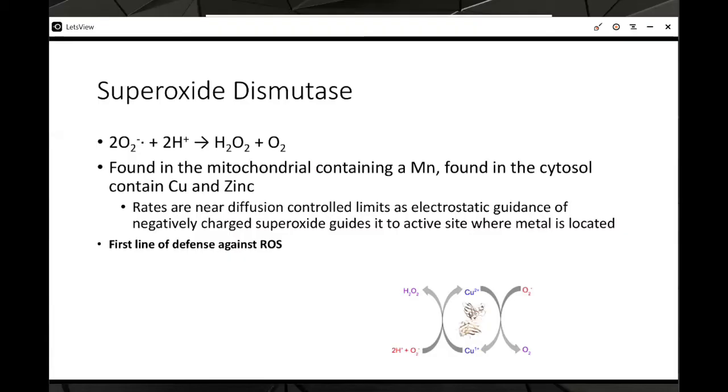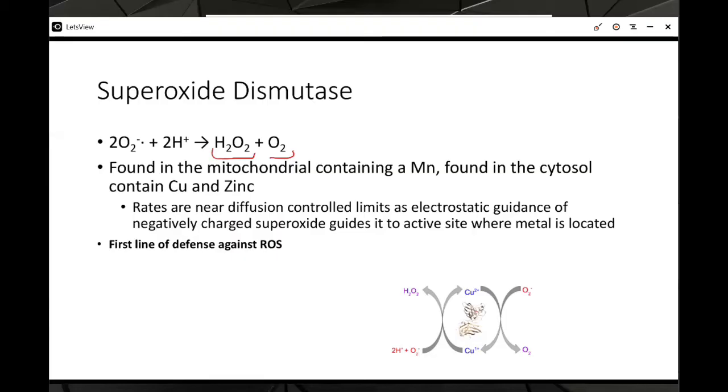Superoxide dismutase is going to facilitate a reaction in which two superoxide radicals are going to be bound with two protons in order to produce hydrogen peroxide and molecular oxygen. Now, this particular enzyme is found in both the cytosol as well as the mitochondrial matrix. Typically in the mitochondrial matrix, the metal center is going to be manganese, whereas in the cytosol, they typically are going to have copper and zinc.